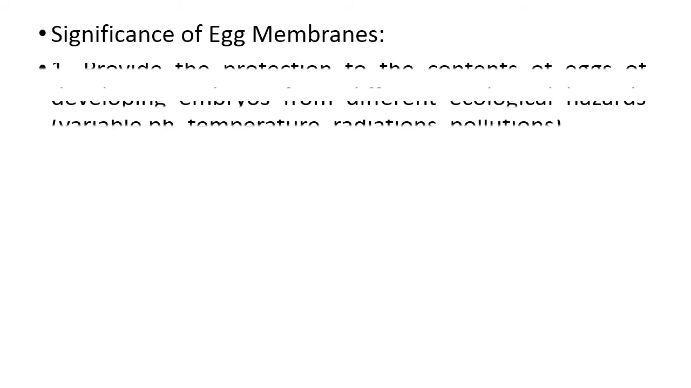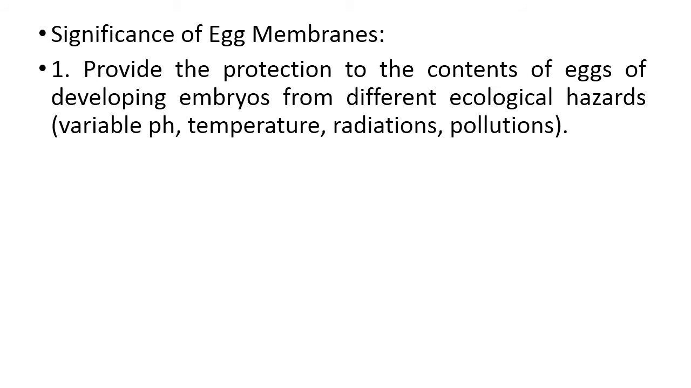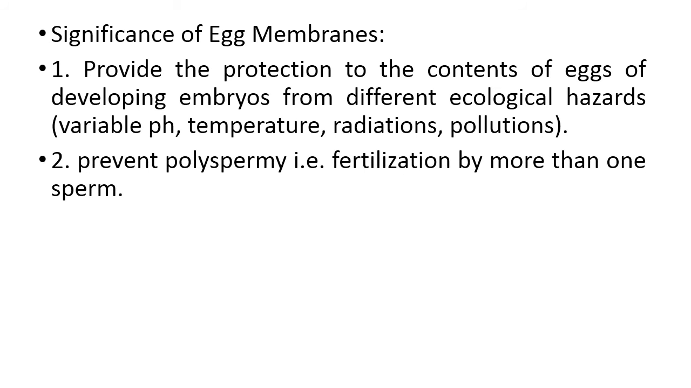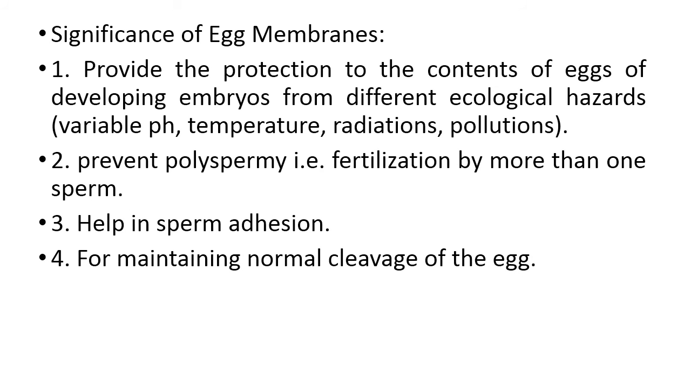And significance of egg membranes: provide protection to the contents of eggs and developing embryos from different ecological hazards, variable pH, temperature, radiation, pollution. Prevent polyspermy, that is fertilization by more than one sperm. Once sperm enters into the ovum, the vitelline membrane shows some structural modification, and usually it turns into a fertilization membrane, preventing polyspermy. Help in sperm attachment for maintaining normal cleavage of the egg.